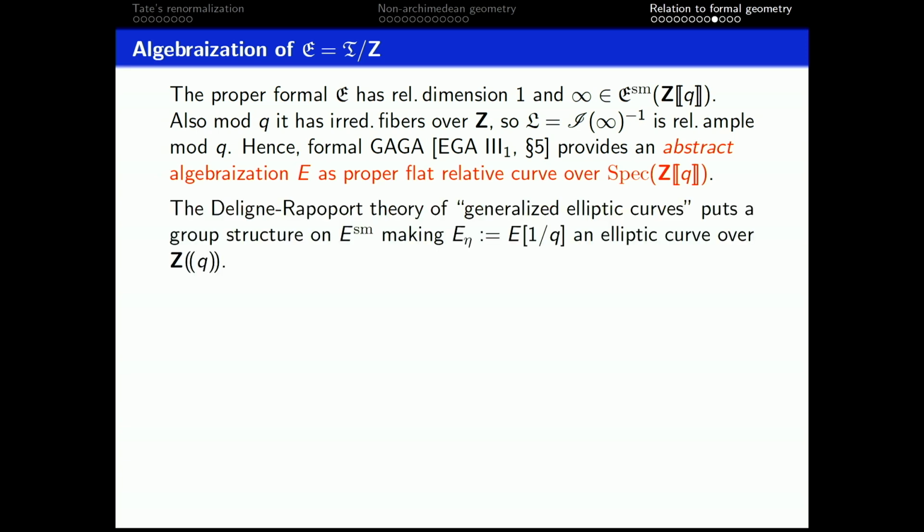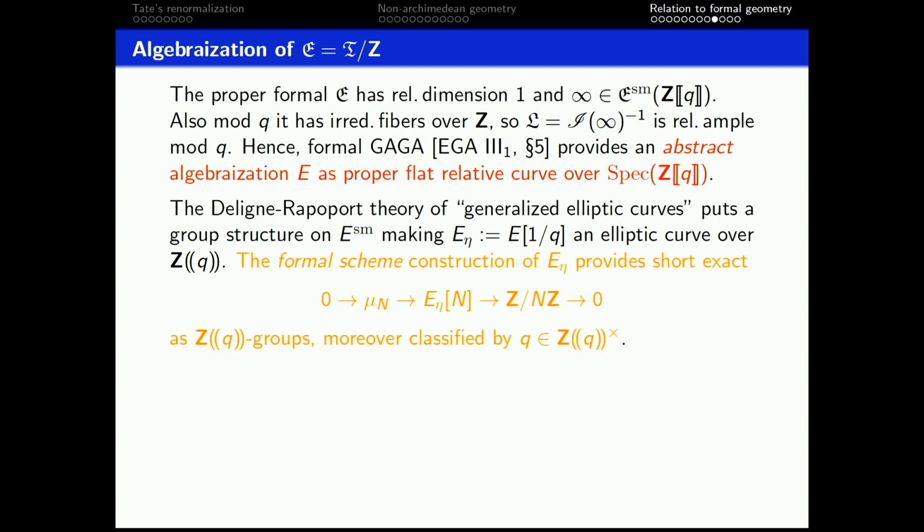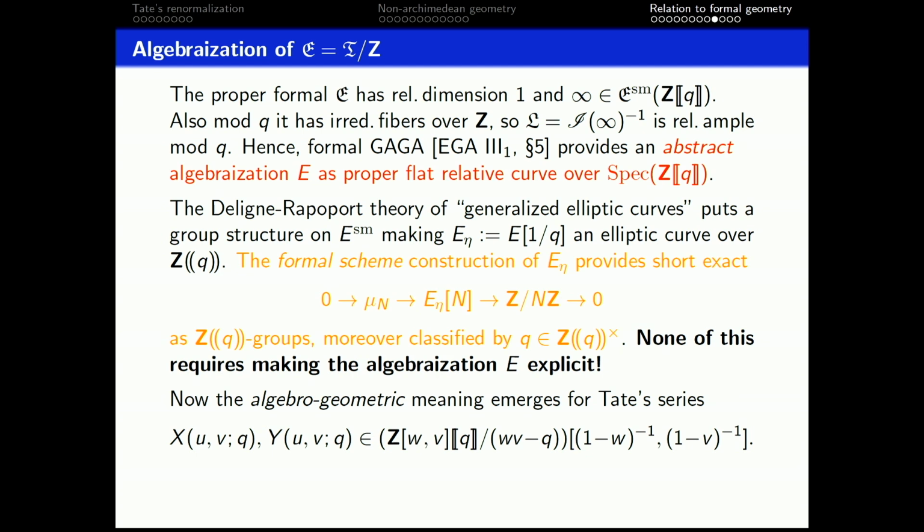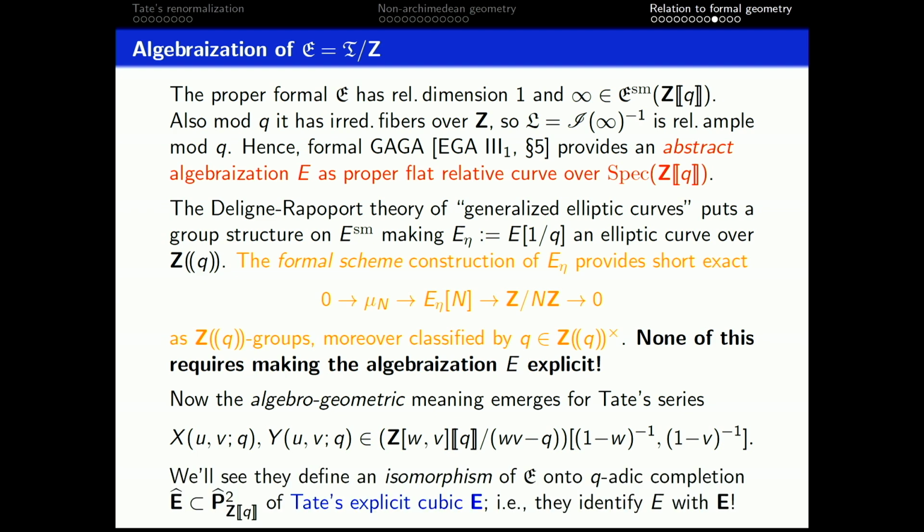But even before you know what it is, before you figure it out, general theory will allow you to infer that inverting q on this gives you an elliptic curve, and that its n-torsion must be a Kummer extension of Z/n by μ_n, having exactly the desired type you would like. So this can all be inferred from the abstract approach to the formal scheme, but the question is, what is this E? Okay. So now this is where the algebro-geometric meaning of Tate's series will come to the rescue.